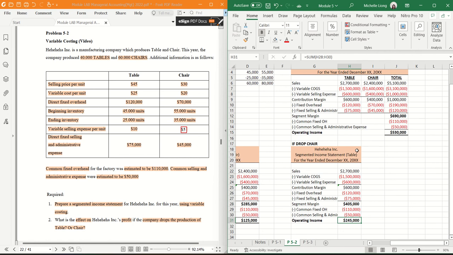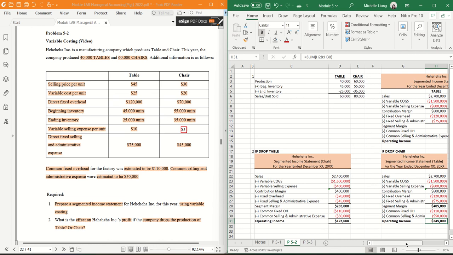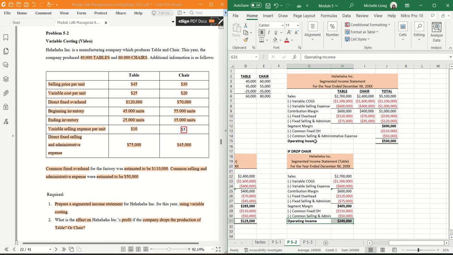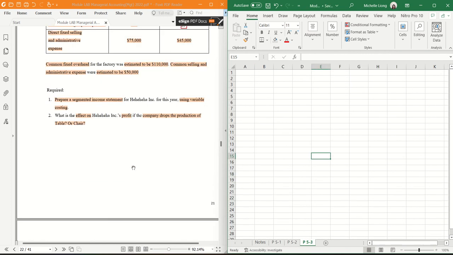So right here we can do our calculation already. If they drop table, they will only make income of 125. If they drop chair, they'll only make a profit of 245. But if they drop both of them, they get 530. Okay, this is for problem 5.2. Next one is problem 5.3.